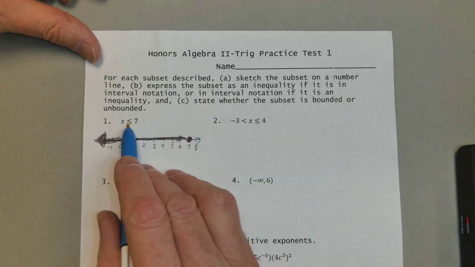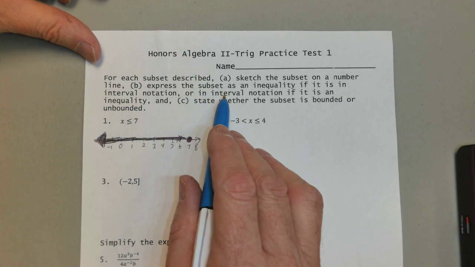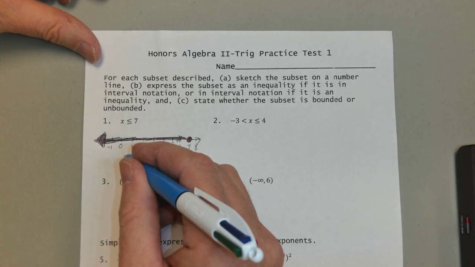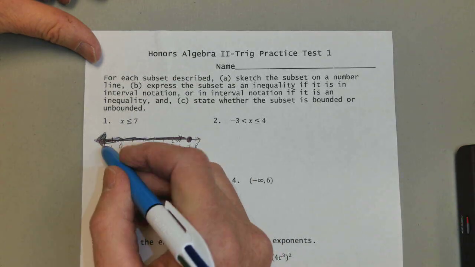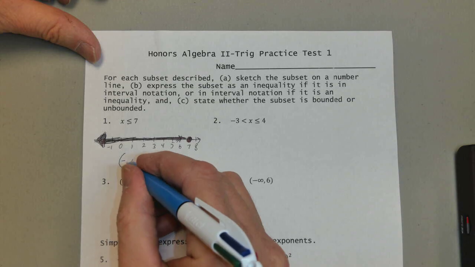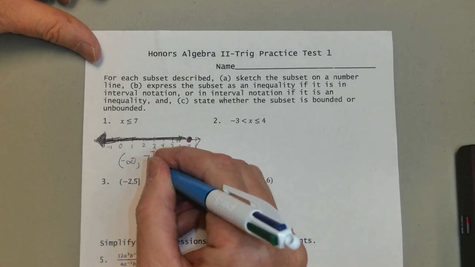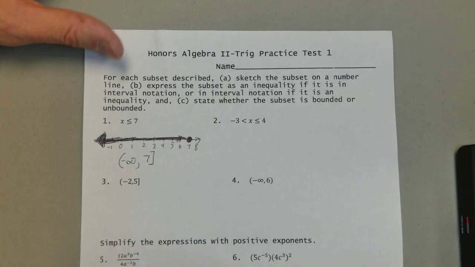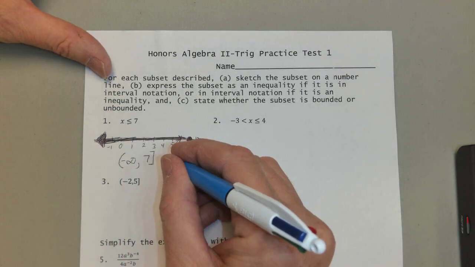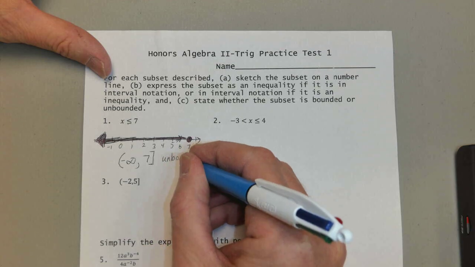Now, it is in inequality form, so we want interval notation, which means the left side of my interval is negative infinity, and the right side is 7, and include 7, I'll use that square bracket. We can't measure this one, so this one is unbounded.